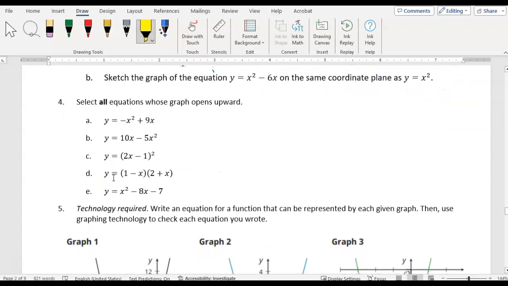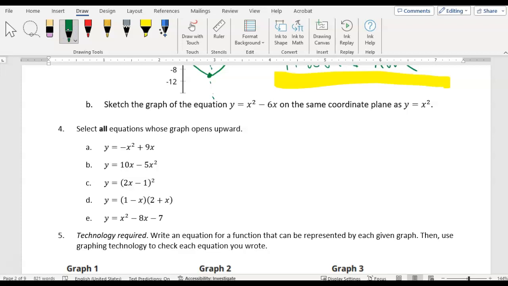Select all equations whose graph opens upward. All right, so for this one, I'm going to say the answers. A negative x squared plus 9x means the coefficient is negative, and so that would open downward. This would be downward facing, so it is not that one. The next one is interesting because it's written with the 10x first. So you would need to rearrange this to make it negative 5x squared plus 10x. And there you'll see that actually the a term, the coefficient of x squared, is negative, which means that this would also be facing down.